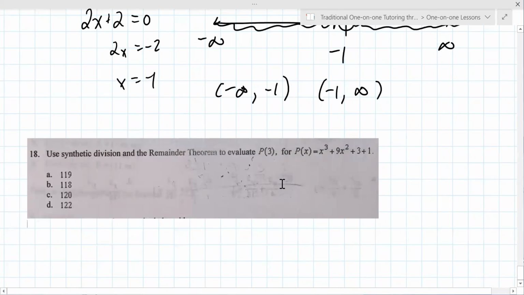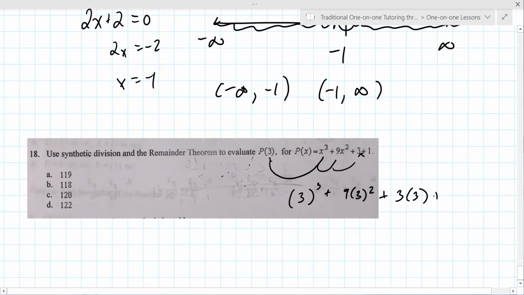All right, so it says use synthetic division and the remainder theorem to evaluate P of 3. There's really 2 things you could do here. One is you could literally just put 3 into these, which is weird that that's not an X. The other is to actually do synthetic division. But if you're not graded for your work, why wouldn't you just put 3 into this? So I'm going to assume there's an X there.